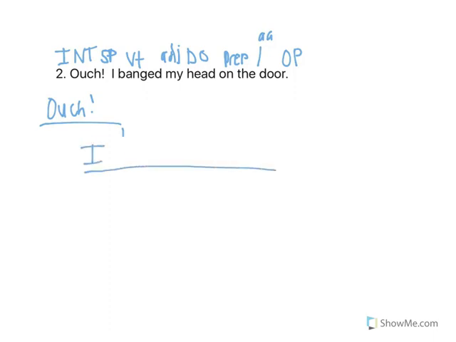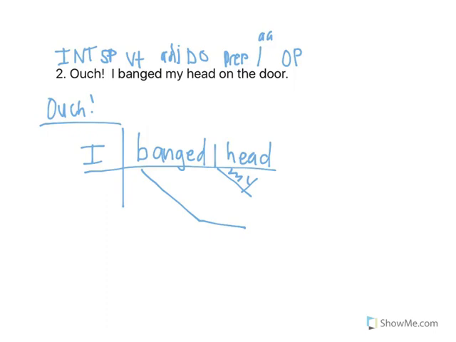Subject, I, is a pronoun. Then the verb is banged. What? Head. Whose head? My head. And then the prepositional phrase is actually modifying the verb because it's showing where this happened, on the door, where the action was happening. So this is a declarative sentence. It's making a statement, and it is a simple sentence because it is one independent clause.